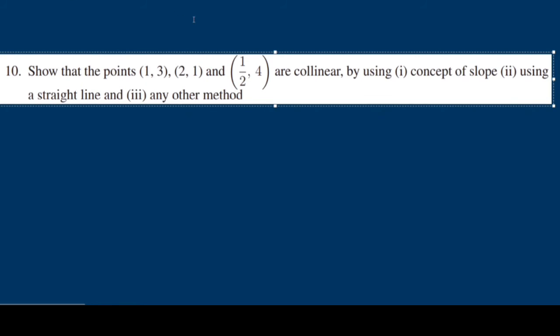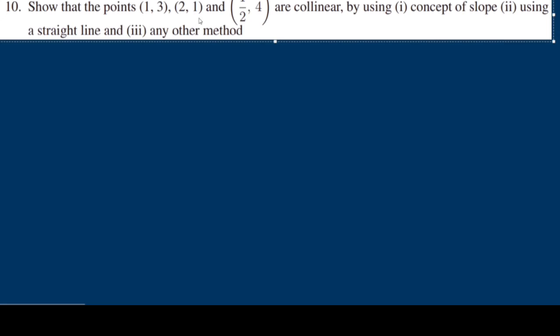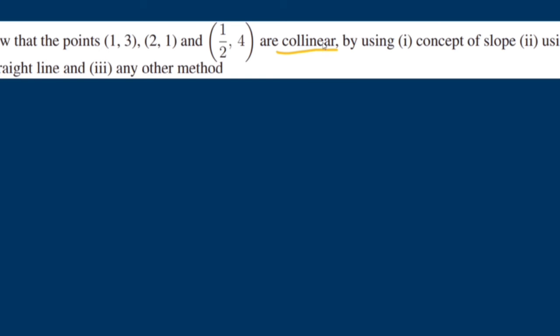The next one, show the points 1, 3, 2, 1 and 1 by 2, 4 are collinear. What do you mean by collinear? Collinear points, the word linear means the 3 points are lying on a line. To prove the 3 points are on a line.